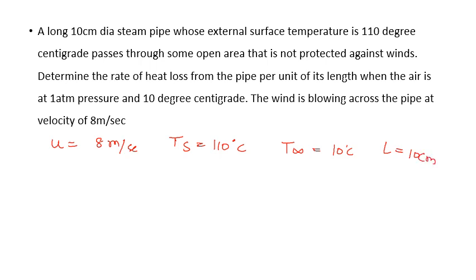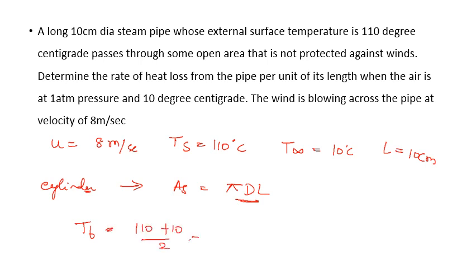The profile of the shape of the pipe is cylindrical. This is very important when we consider the surface area, that is pi dl. It is not length into breadth like in the earlier case. So the film temperature is 110 plus 10 divided by 2, that is 60 degrees centigrade. For 60 degrees centigrade, I have to take the fluid properties of air at 60 degrees centigrade.